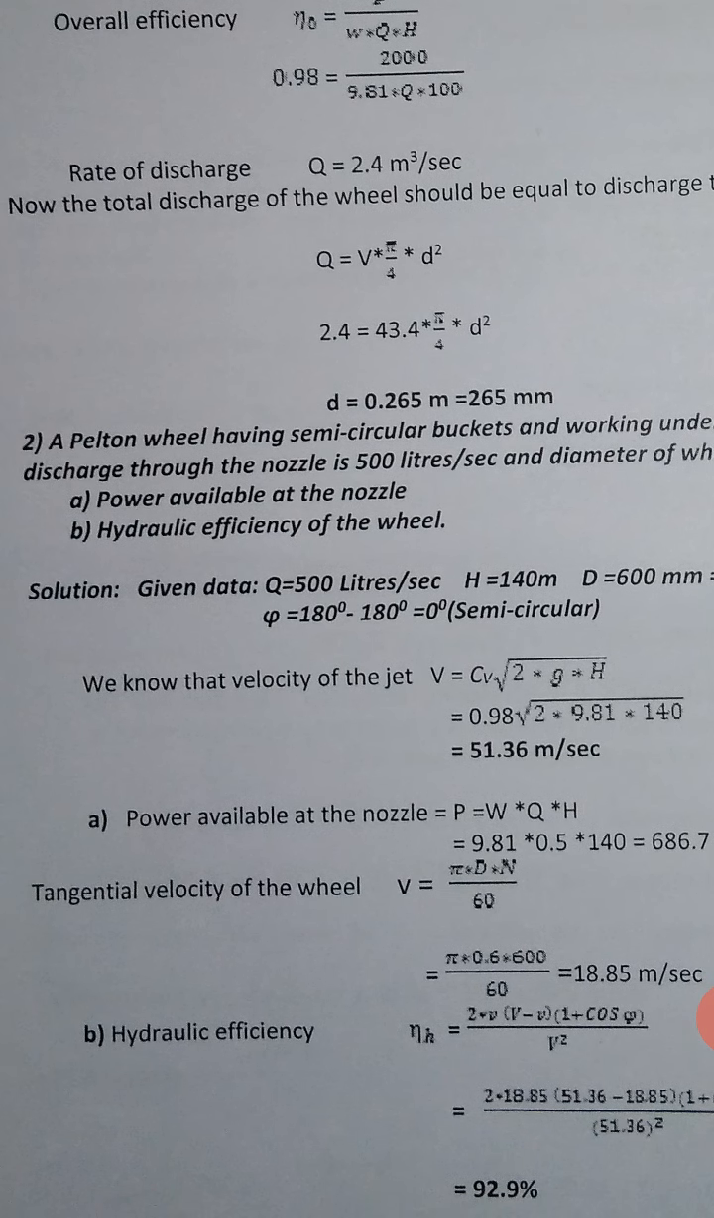And the tangential velocity of the wheel is pi DN divided by 60. The diameter of the wheel is 0.6 meter. Then the velocity is 18.85 meters per second.